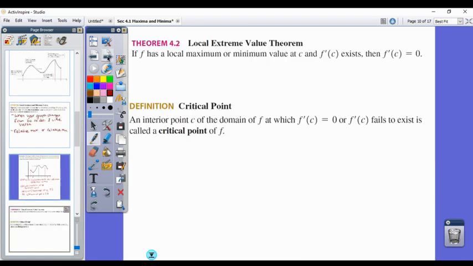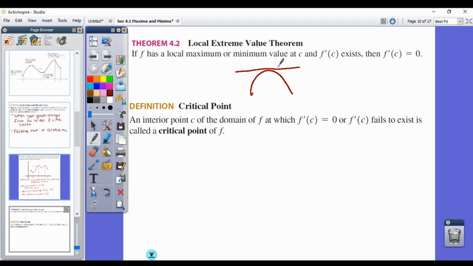So you're probably a little bit tired of your derivatives, but we still have them. So the local extreme value theorem is going to say your function is going to have a local max or a local min value at C. If the derivative of the function at C exists, then the derivative of the function at point C is going to be 0. So remember, let's say we have something like this. The tangent line is going to be like that.